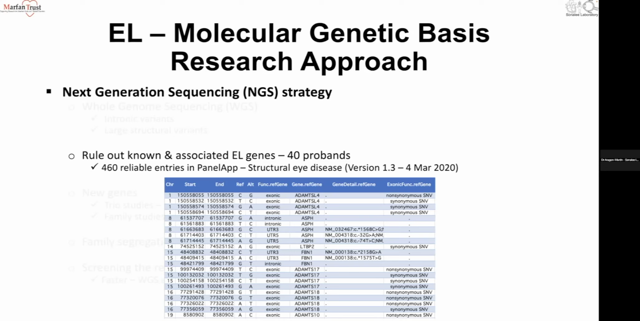To look at the known genes using the whole genome sequencing approach, we just need to extract those genes that we are interested in and study them. And since there are a few of them, this could be done quite fast.